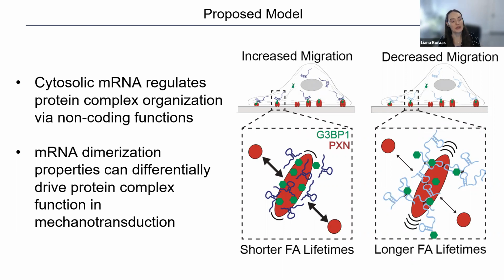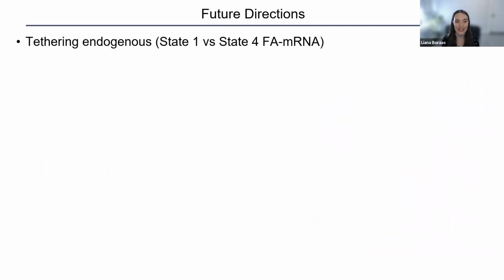So what are we doing now? Well, this was a ton of work. We're trying to get the paper published, but just closing out a few minor things. One is tethering the endogenous. I had some issues with the cloning, and so we're trying to understand the difference between the state 1 and state 4 focal adhesion mRNA. The fragments behaved the same way. When I did the fragments from both state 1 or state 4 RNA, it didn't really make a difference. We saw the same results. So what happens if we tether the endogenous? We overexpress a state 1 focal adhesion mRNA at all focal adhesions, not just the ones that they're endogenously localized to. That's the last on the ground experiment that we're doing.